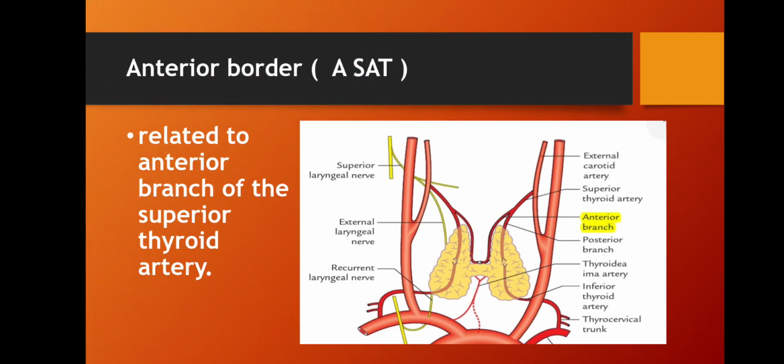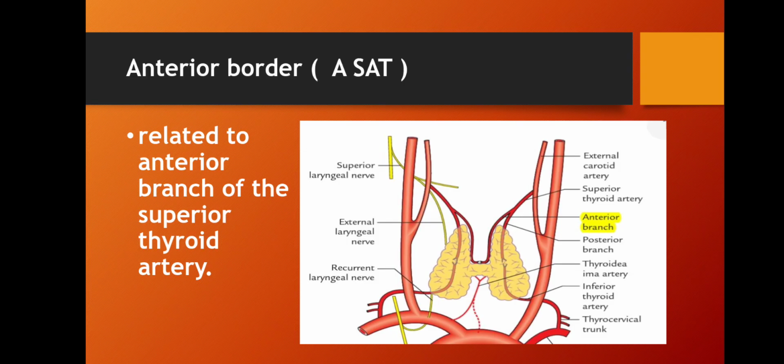Next, anterior border. How to remember the anterior border? See in this picture, the anterior branch. Where does this anterior branch come from? The anterior branch arises from the superior thyroid artery. So the relation is: A means anterior branch, SAT means superior thyroid artery. ASAT. The anterior border is related to the anterior branch, A, of the superior thyroid artery, SAT.